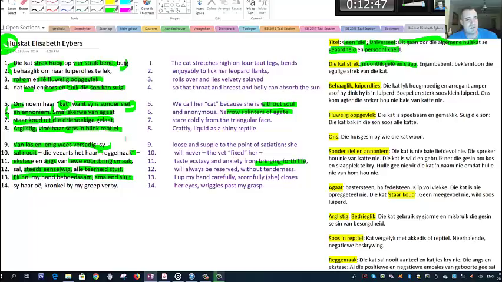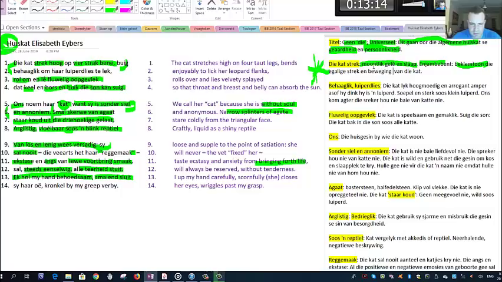It's everywhere. So just be careful of this. It's important for this poem, especially in the enjambment. Dit beklemtoon die egalige strek van die kat. It emphasizes the smooth stretching movements of the cat. Egalige strek. Let's just say in beweging van die kat.